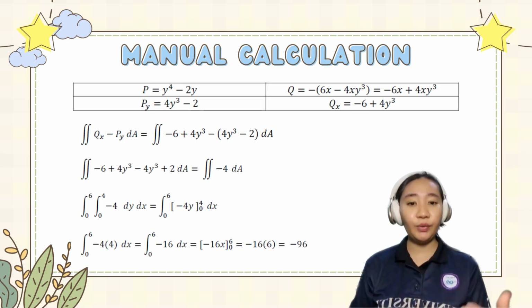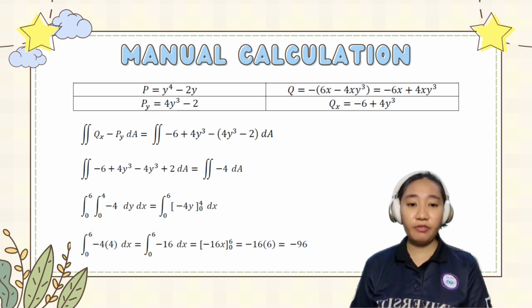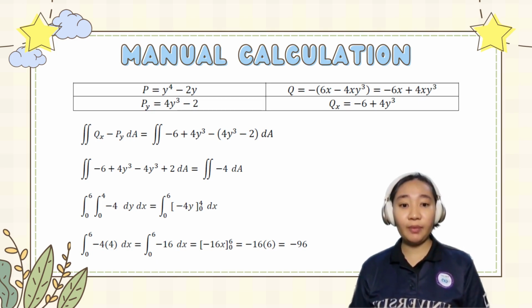Substituting into Green's theorem, we get the double integral of Qx minus Py dA, which becomes negative 6 plus 4y cubed minus 4y cubed minus 2. The 4y cubed terms cancel out, leaving us with the constant negative 4. Since the integrand is just a constant, the double integral becomes straightforward.